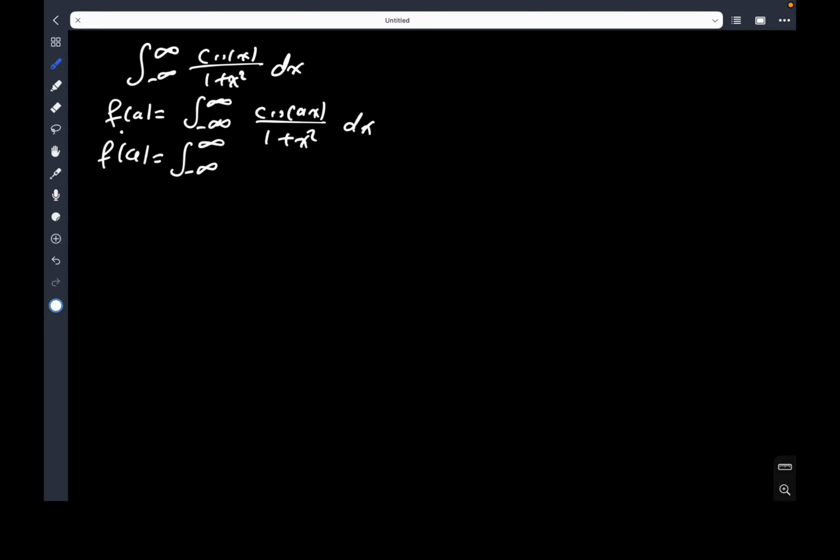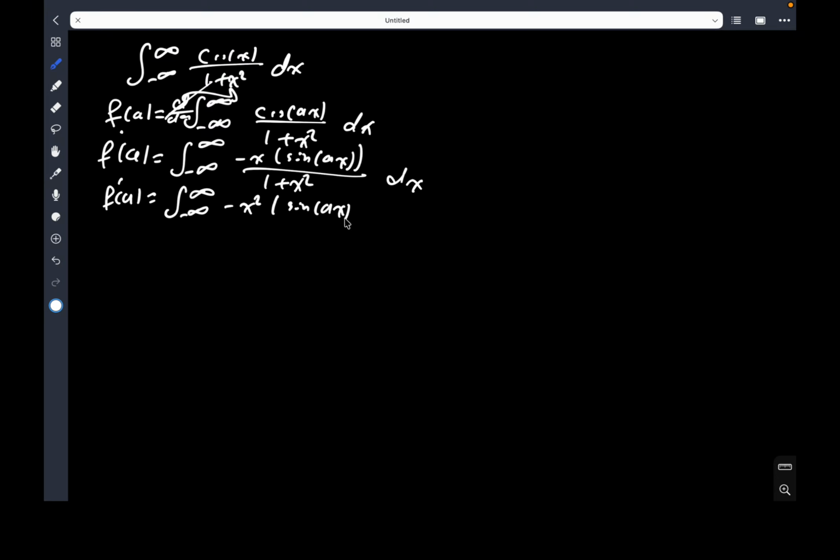Now if I take the derivative of f of a, it's going to be f prime of a, and the d/da is going to move inside and become a partial derivative. So if we derive this partial, using the chain rule, it's going to be negative x times sine of ax divided by 1 plus x squared dx. Now I'm going to multiply and divide by x, so it's going to be x squared sine of ax over x times 1 plus x squared dx.